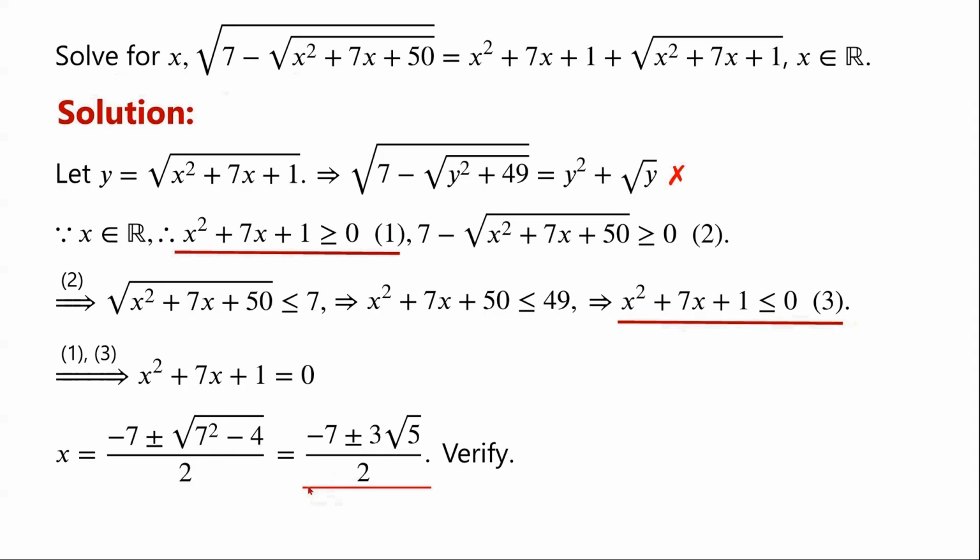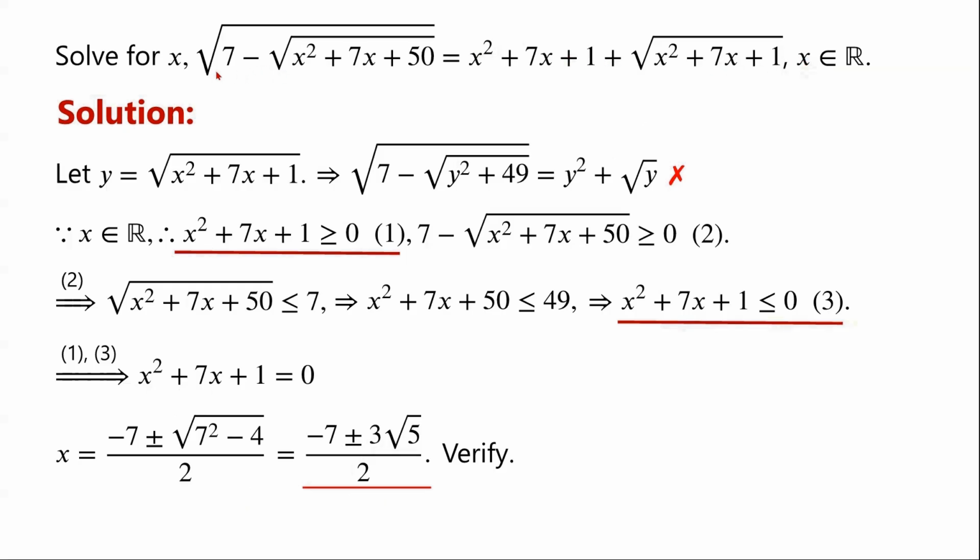Now, we must verify whether these values are solutions to the given equation. When x equals negative 7 plus or minus 3 times the square root of 5, over 2, we have x squared plus 7x plus 1 equals 0. Thus, the right-hand side of the equation equals 0.